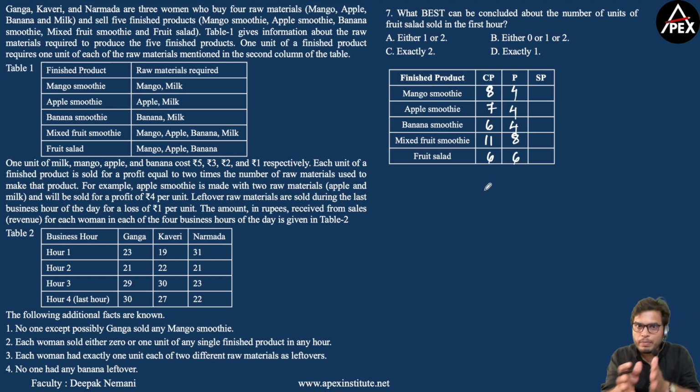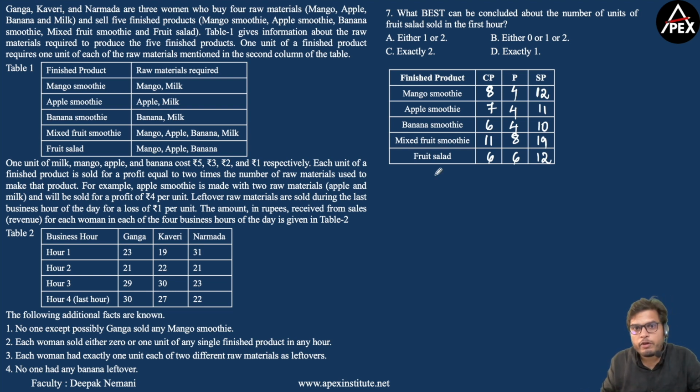So cost price plus profit will give us the selling price. So the selling price of 1 unit of mango smoothie is rupees 12. Apple smoothie is 11. Banana smoothie, it's 10. Mixed fruit smoothie, it is 19. Fruit salad, 12. Now we have the cost price, profit and selling prices of all these finished products.